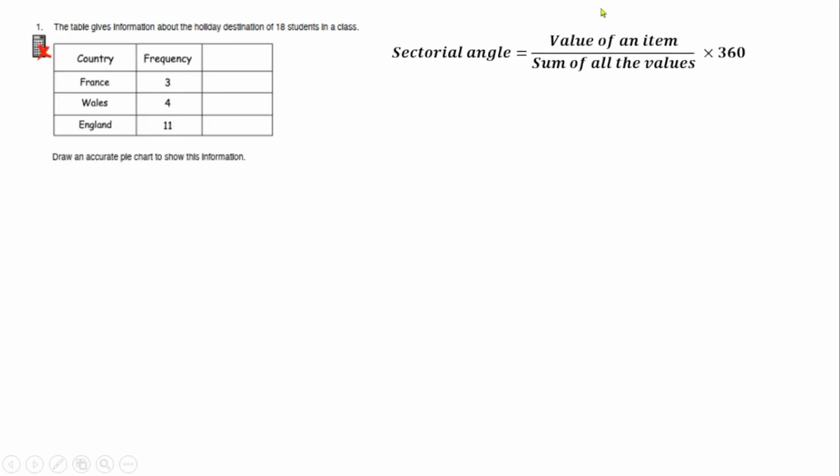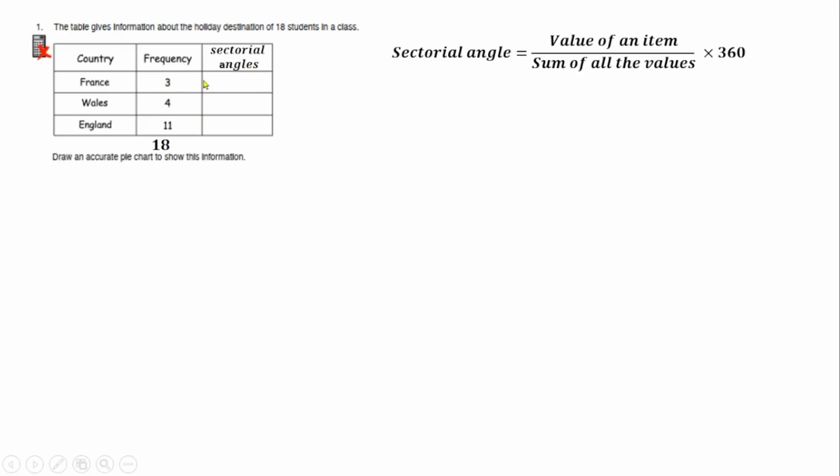I told you this formula before, that I will use this formula to change frequency to sectorial angle, and we are going to be using it shortly. Now before we use this formula to find the sectorial angle, we need to add all the frequencies together. That gives us the sum of all the values for these countries. So we sum the frequencies together, that gives us 18, which is the same thing as the sum of all the values. Then we need to write the sectorial angle here. We need to convert each frequency here to a sectorial angle.